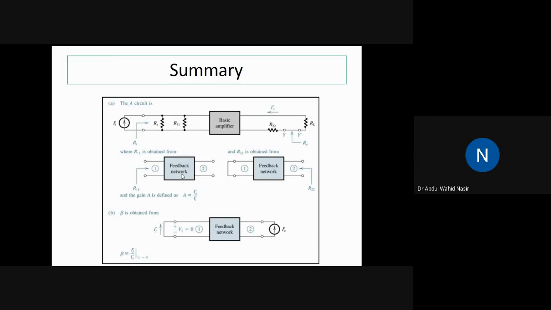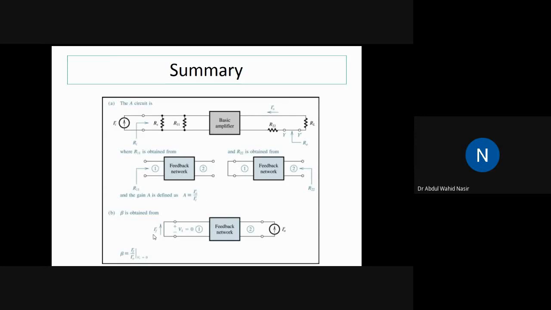If you know R11 and R22, then you can find the value of I dash and I naught dash. Once you get those values of I dash and I naught dash, you can easily get the gain of the amplifier. That will be I naught dash by I dash.